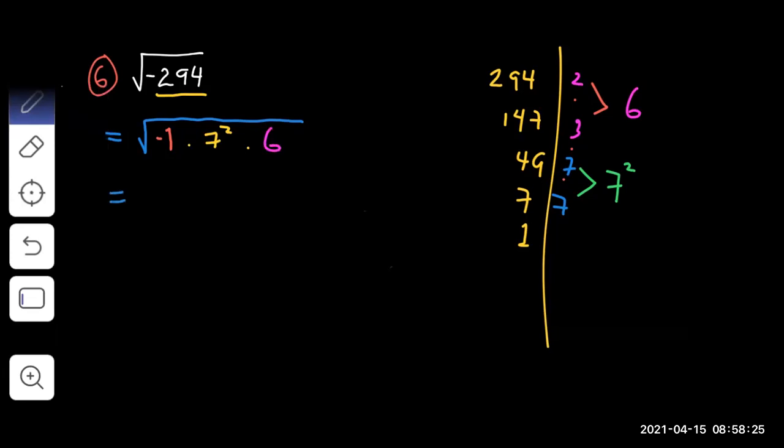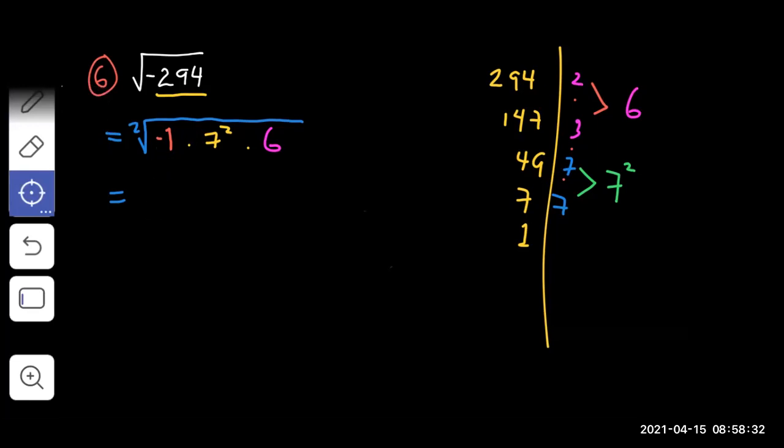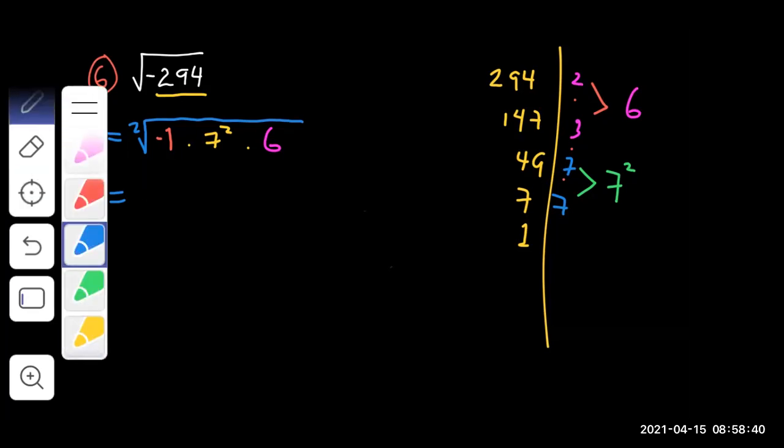Then, guys, we are going to separate this. We know that this is a square root, so you can separate it: a square root of negative 1, a square root of 7 squared, a square root of 6. If you want to be a little bit lazy, we're going to be lazy in this case. We're not going to recopy that. Let's work separately. What is the square root of negative 1? I. That is I.